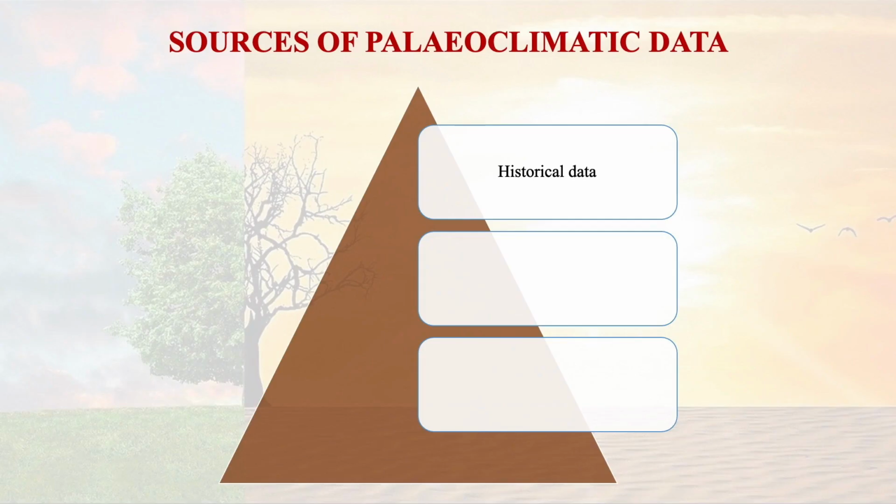When you look at the sources of paleoclimatic data, the first and foremost important source is the historical data. The second one is the archaeological data, and the third one is the geological record. Each and every data has its own significance. Understood? It provides a glimpse of the past climate. When you look at the history of climate, each data has a role to play. The first thing is the historical data.